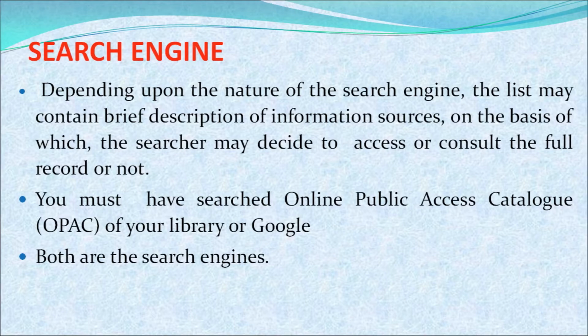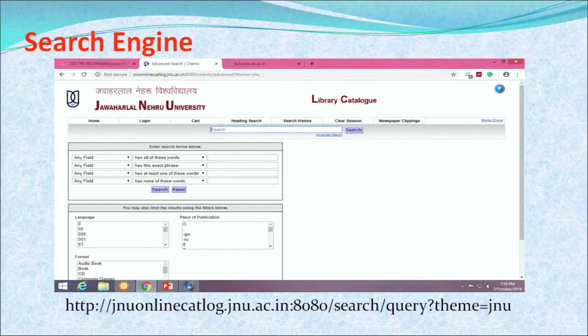Everybody must have searched on the online public access catalog, that is OPAC, in your library, or on a Google search engine, which is commonly used. Now, we have given you a screenshot from the Jawaharlal Nehru University library catalog, which is available online, and the address is also given. In this, you can search their books, whatever library database they have. These are the books available on their website.